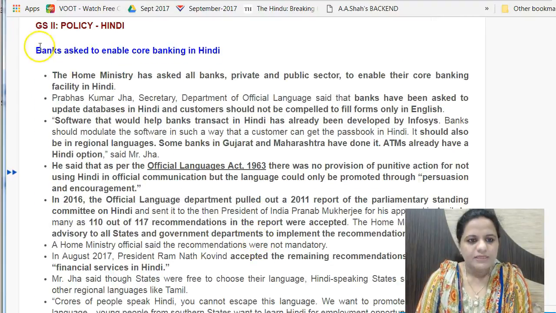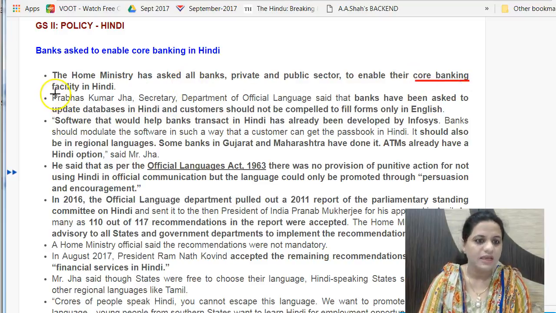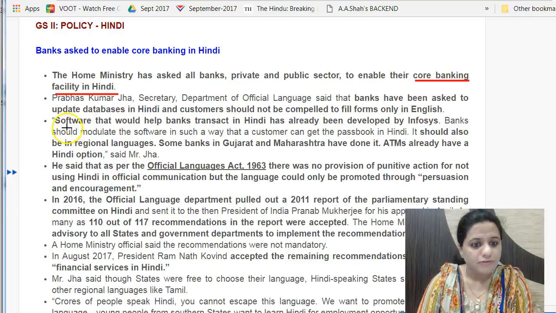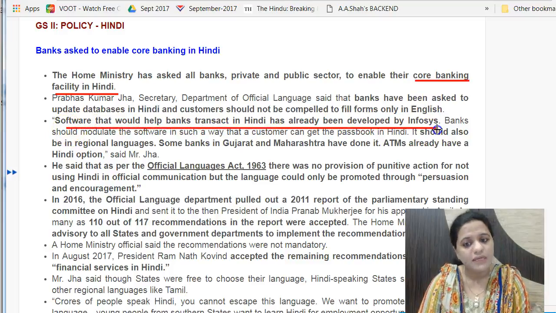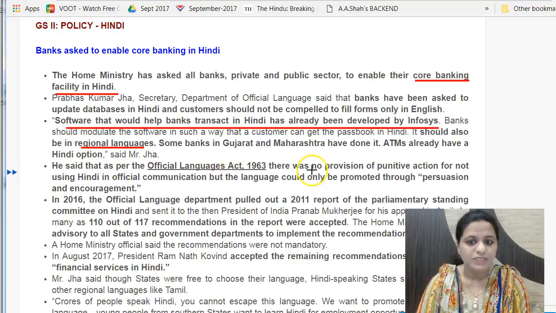Then the next news item is: banks asked to enable core banking in Hindi. As we are seeing that the government is endorsing Hindi, the Home Ministry has asked all banks in the public sector as well as in the private sector to enable their core banking facility in Hindi as well. They say that the databases have to be updated in Hindi and customers should not be compelled to fill forms only in English. It also says that software that would help banks transact in Hindi has already been developed by Infosys. It also endorses that other regional languages can be brought in, like some states such as Gujarat and Maharashtra have done. ATMs already have the Hindi option.